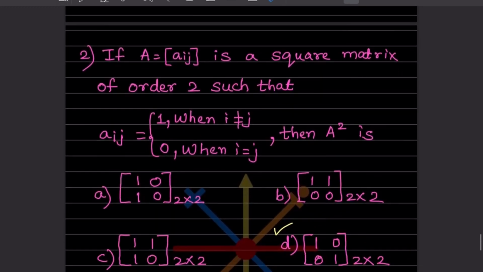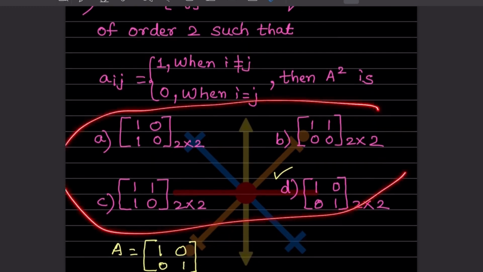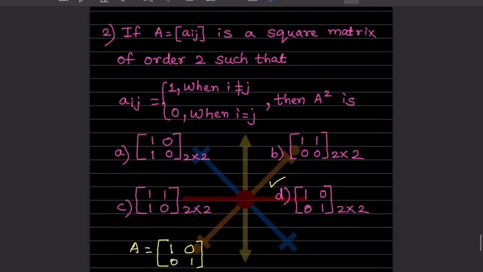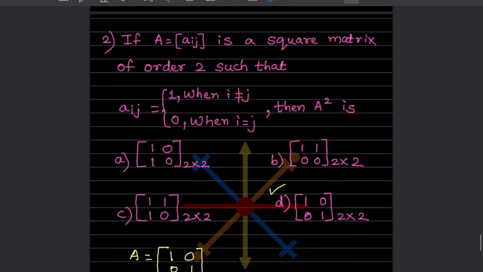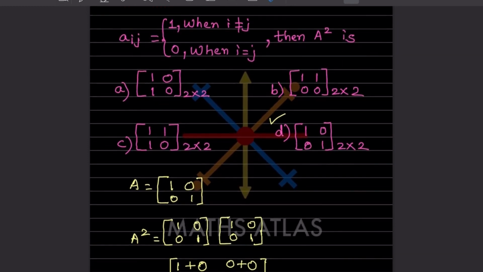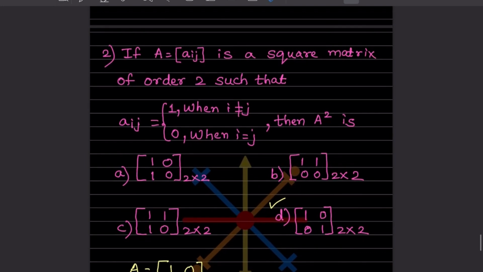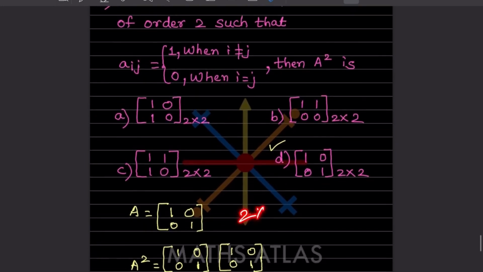So now here it's given that if Aij is a square matrix of order 2 such that Aij is 1 when i is not equal to j and 0 when i is equal to j, then A square is, these are the options given. So it is given here that A is of order 2. Order 2 means it is this one. So let us write A as the identity matrix of 2 into 2. Square matrix means that is 2 into 2. So this we are going to take as 1 0 0 1.